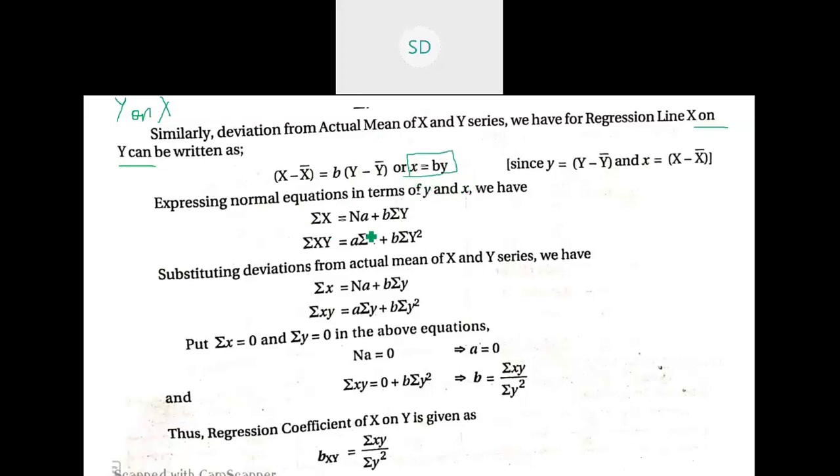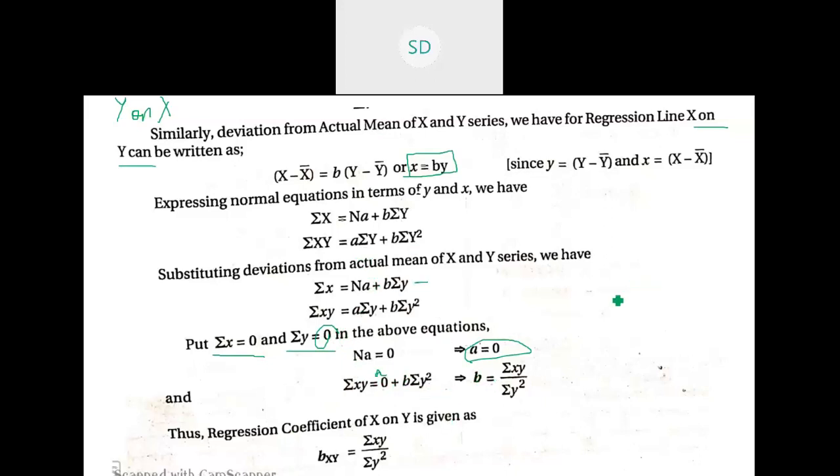Again taking the equations here and substituting summation x and summation y as 0, in the first equation you will be getting na is equal to 0, because it is just an interchange of x and y places. So again you will get a as 0 only. Now going to the second equation, sigma xy is equal to, so xy will remain as it is. Then in the place of xy, we have 0. So you will have a into 0, which is 0 again, plus b into sigma y square.